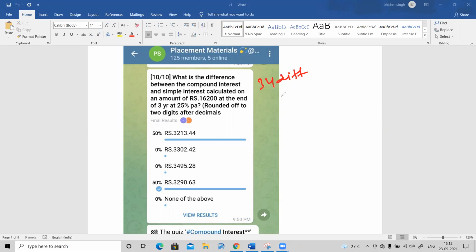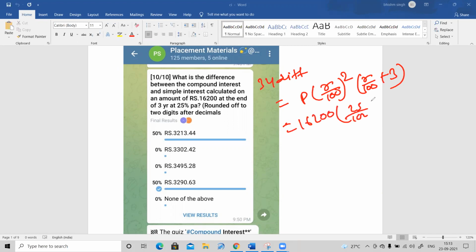One formula is there for SI and CI. The formula is PR squared divided by 100 squared, times (3 times 100 plus R) divided by 100. This is the formula that is used for the 3-year difference. What they're asking here is the difference between the compound interest and simple interest calculated on the amount 16,200. So simply you put 25 by 100 here, square, and 25 by 100 plus 3, and 16,200 you can do at home. Okay, you will get the correct answer from this, but this is a lot of calculation.